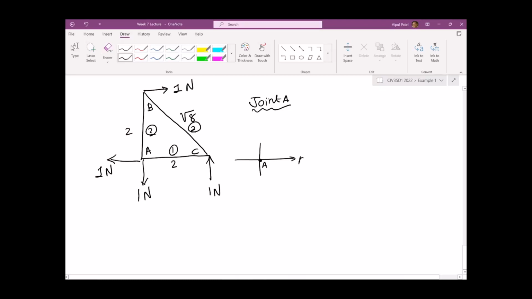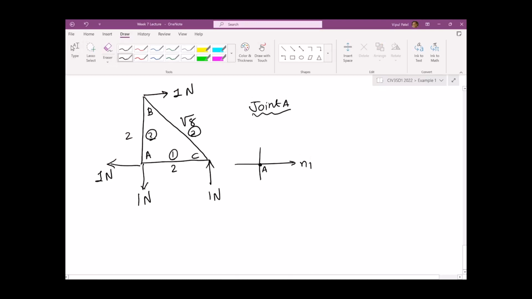So this is small n1, by the way. 1 newton going this way, 1 newton going this way, and this is small n2. By looking at the figure, summing the forces in the x direction and in the y direction, n1 would be 1 newton and n2 would be 1 newton.